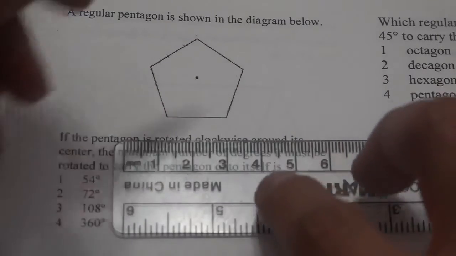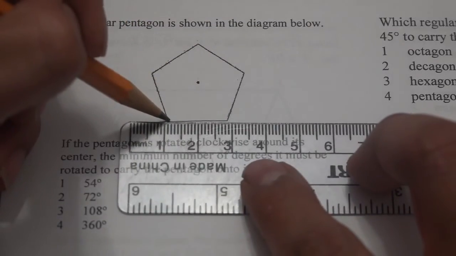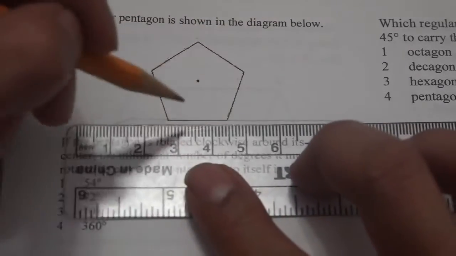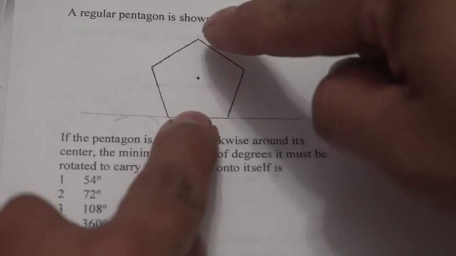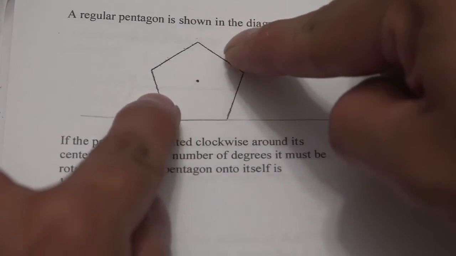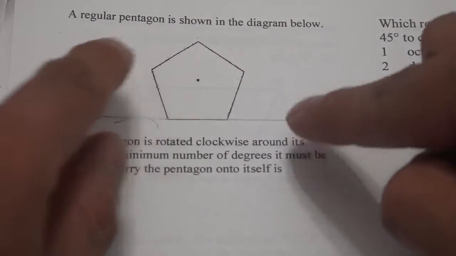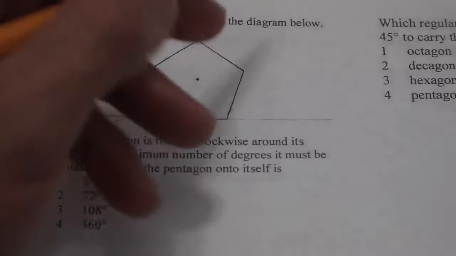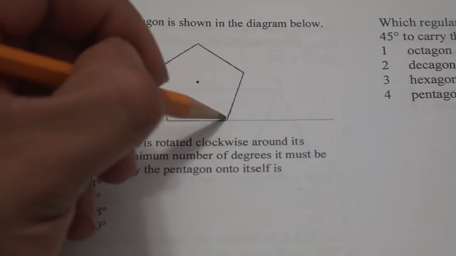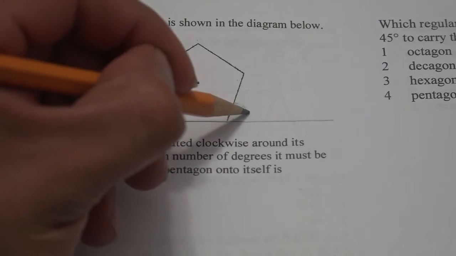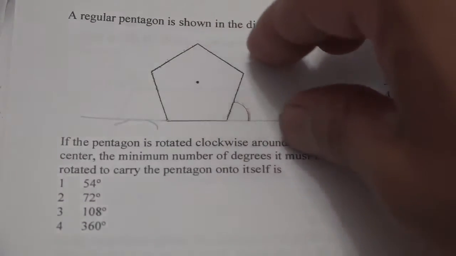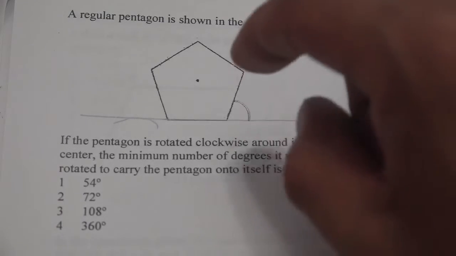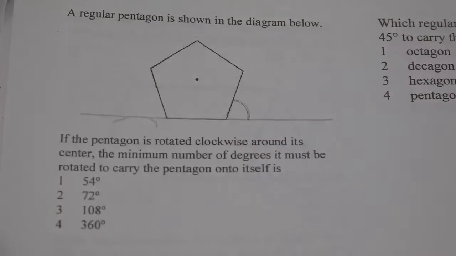rotate it? Well, think of it this way. Think of this as being the floor, right? And I'm going to rotate it clockwise. So how many degrees do you have to really rotate it to go into itself? Well, if this vertex is going to be over here, this is your angle right here. You have to rotate it this many degrees. But then how do I know?